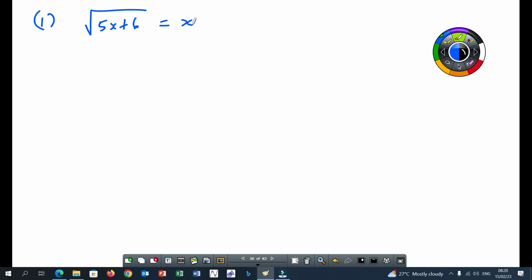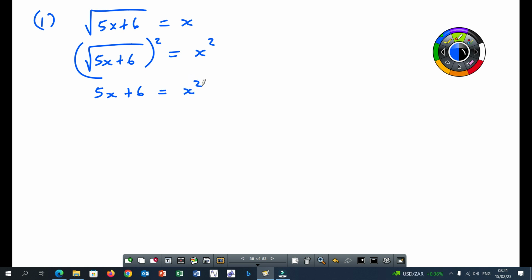Now, this is probably the simplest of this type of equation that you can get. It's very straightforward. The square root is isolated, and the x is on its own on the right-hand side. So the next step would be to square both sides to eliminate the square root sign. On the left, we end up having 5x plus 6. On the right, we end up having x squared.